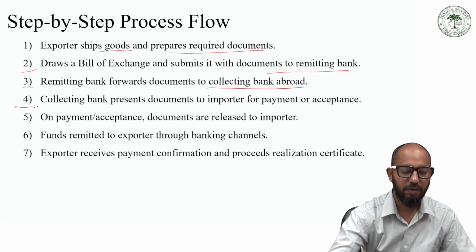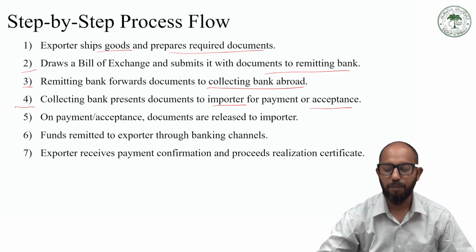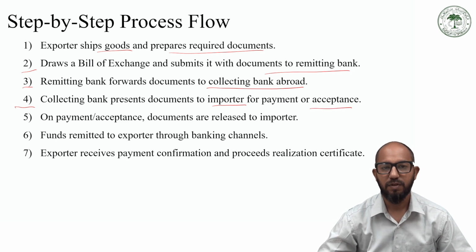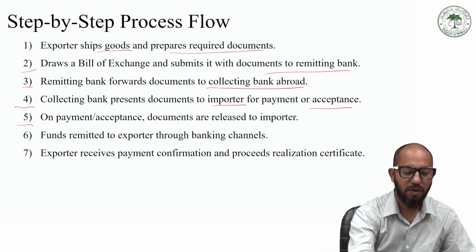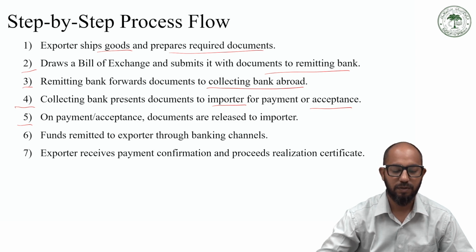The fourth step is wherein the collecting bank presents documents to the importer for payment or acceptance. This is another important stage where the process flow has started to reach the middle of the transaction. The next step is that on payment or acceptance, whatever has been done, documents are released to the importer. This is where the importer receives the documents and can go through them in detail after the due process that has been done with the documents.